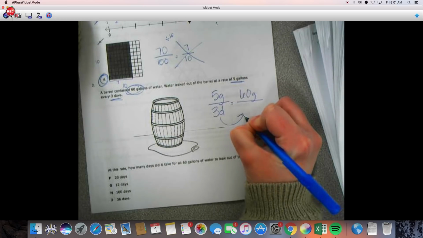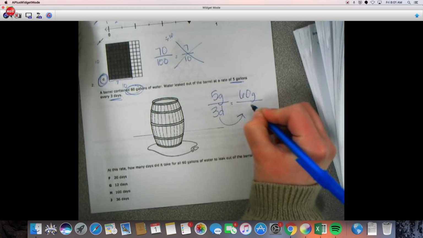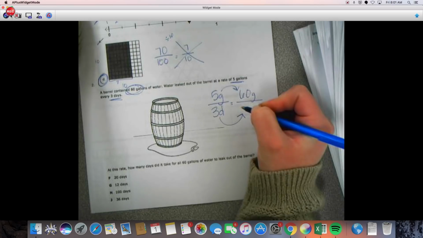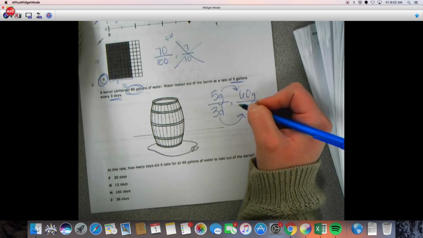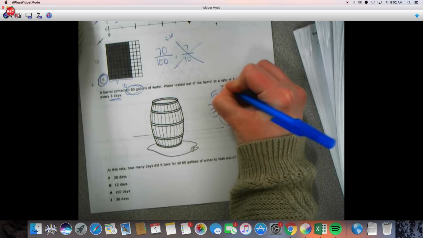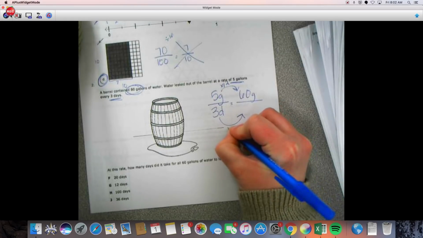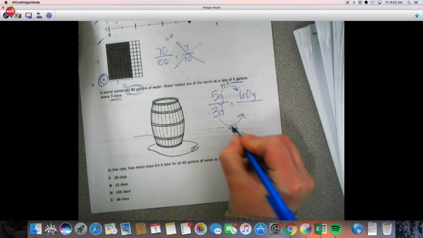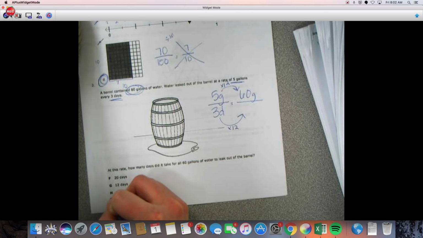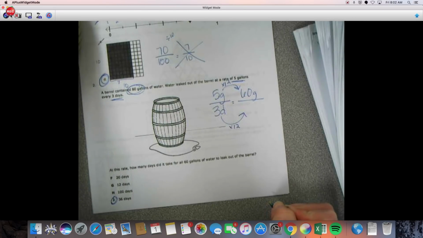If I know my arrow's going there, I'm solving for this, then in order to get from 5 to 60, I know that I have to multiply 5 times 12. So now I have to do the same to the bottom, and I know 12 times 3 is 36. So I have 36 days as my answer.